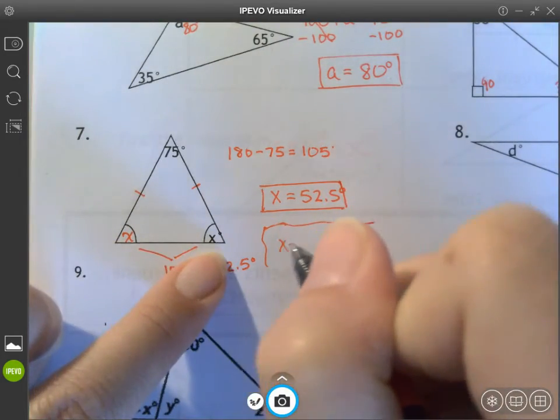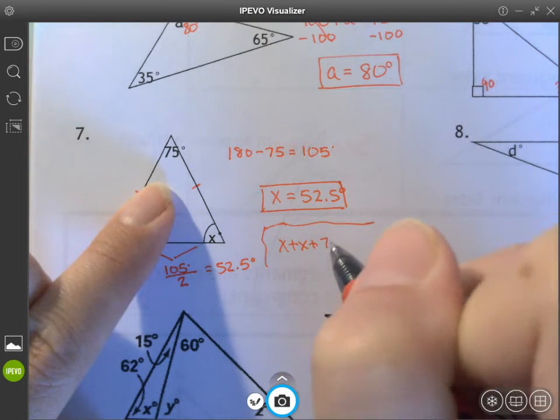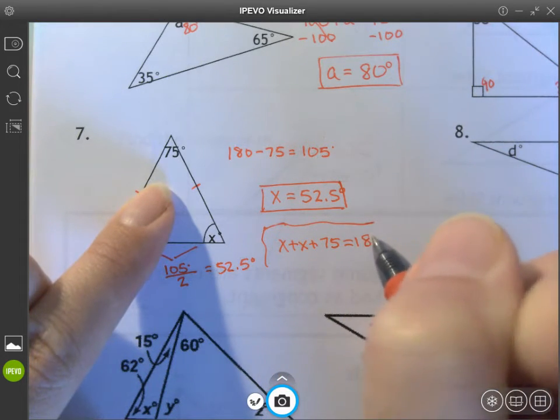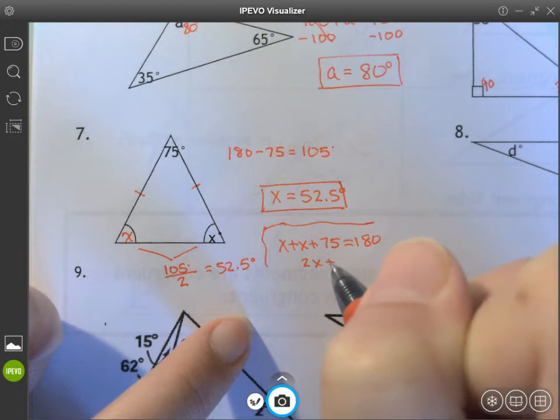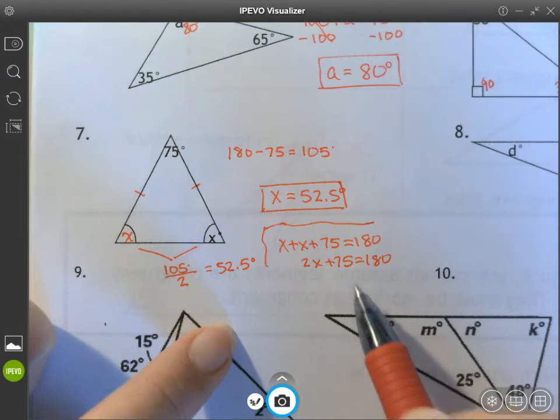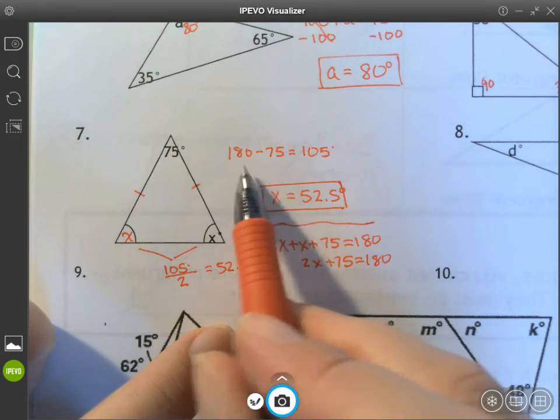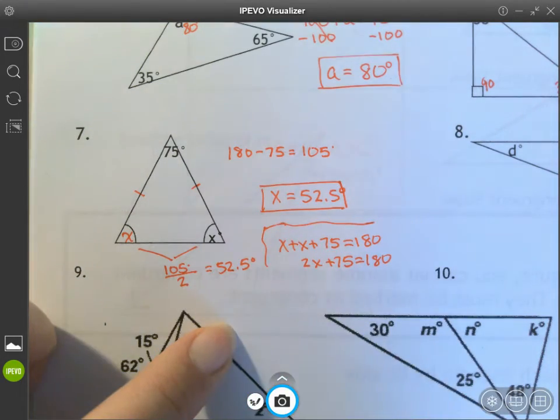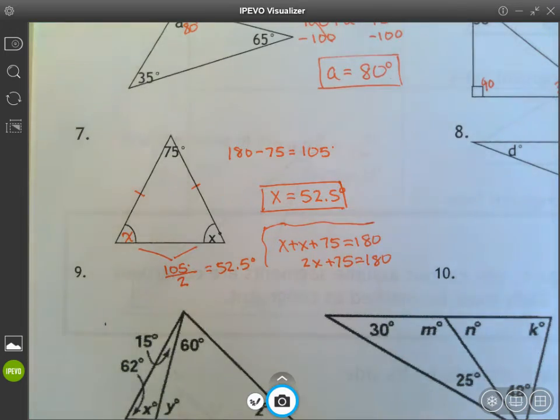X plus X plus 75 would equal 180. Do you see that that's 2x plus 75 equals 180? And mathematically, I would then subtract 75 from 180. Do you see that we did that? And then divide by 2. So sometimes we don't need the equation. We can do it in our head. Sometimes we need an equation.